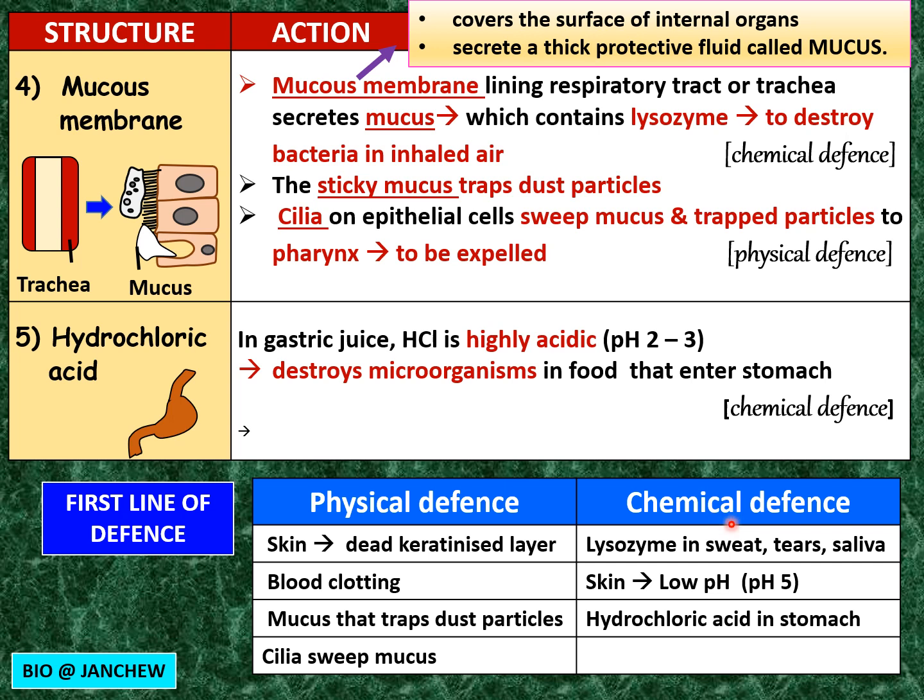Now, the chemical defenses usually involve a chemical substance that can destroy or inhibit the growth of the pathogens. For example, lysozyme is an enzyme in sweat, tears, saliva, and also mucus that can break down the cell walls of bacteria. So it is a type of chemical defense. Skin: the sebaceous glands in the skin secrete sebum, which is acidic, and cause the skin to have a low pH of about pH 5. So this inhibits the growth of bacteria. So this is a chemical defense. Hydrochloric acid in the stomach kills the pathogens.